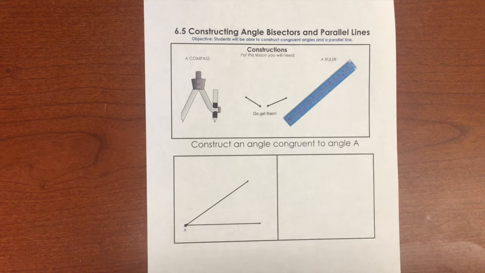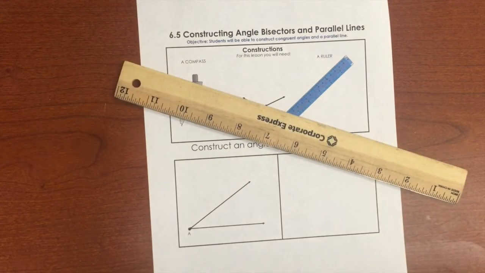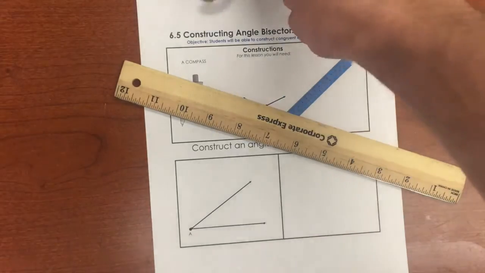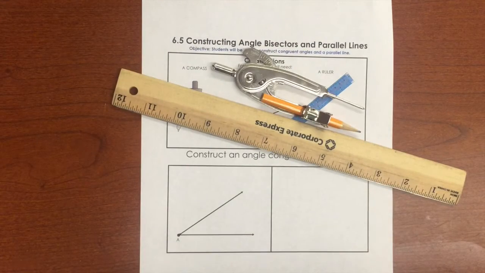All right, so what we're going to start with is constructing a congruent angle. The first thing we want to do is construct an angle congruent to A. So I need two things. I need my ruler and I need my compass. Hopefully you have those two things. You're going to follow along every step that I do, so pay attention closely and do exactly as I do. This is how you create a congruent angle.